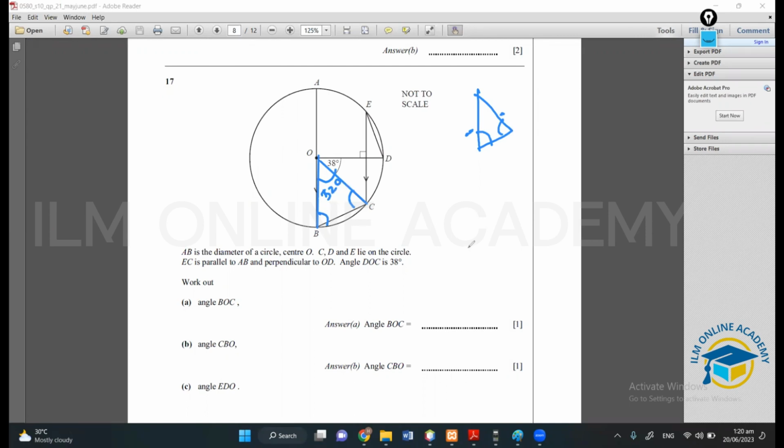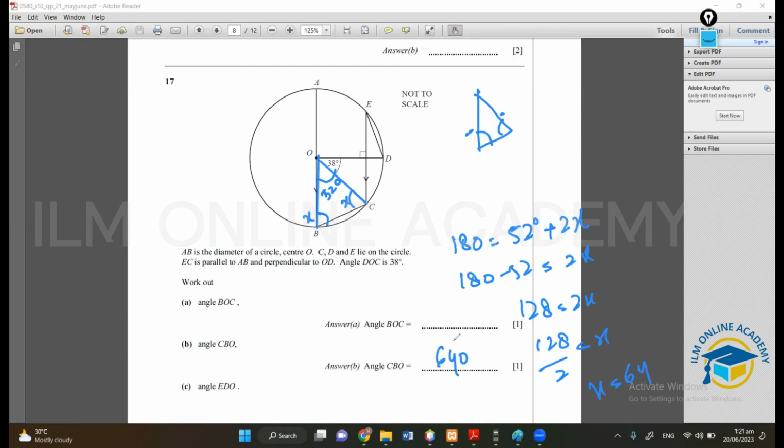So what we have to do is, we know the total angle is 180. So 180 equals 52 degrees plus 2x. Let's consider this as x degrees, so it's 2x. So 180 minus 52 equals 2x, and 180 minus 52 is 128. 128 equals 2x, and 128 divided by 2: 2 sixes are 12 and 2 fours are 8. X equals 64 degrees.